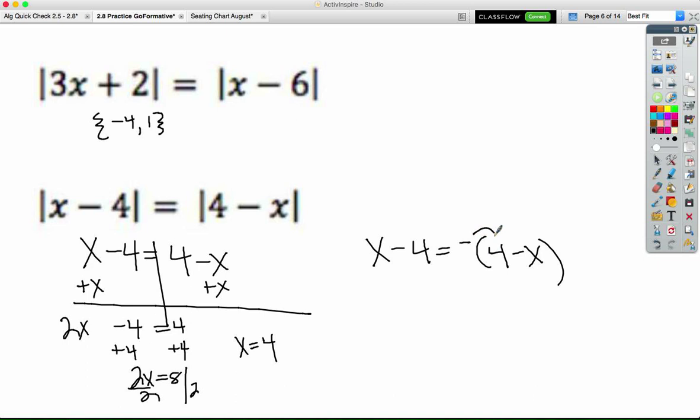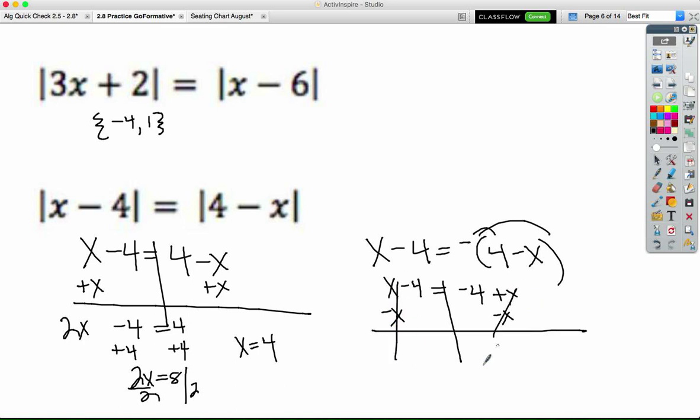On this side, when we distribute the negative, we get x minus 4 is equal to negative 4 plus x. When we try to get the x's together, if I minus x from one side and I do the same to the other, I'm left with no x's. All I'm left with is negative 4 equals negative 4. Well, even though one of our answers was just a positive 4, the other answer is infinite solutions.